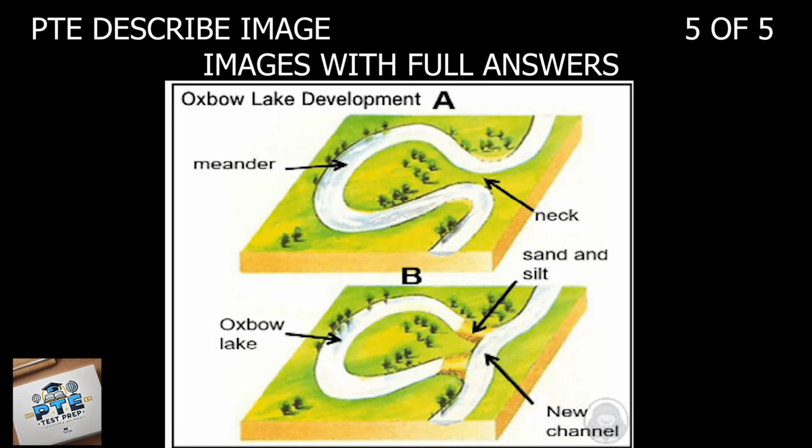As a result, a new straight channel is formed, and the old bend gets cut off. This cut-off section becomes an oxbow lake. Overall, the diagram explains how river movement leads to the formation of an isolated water body.